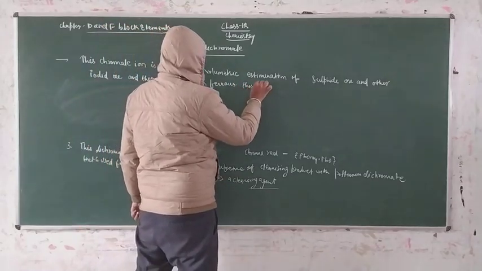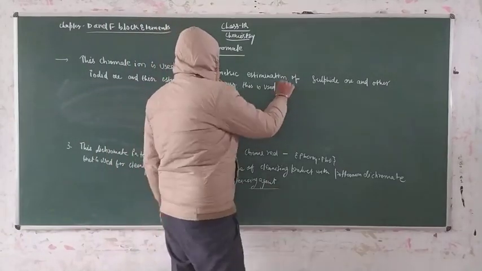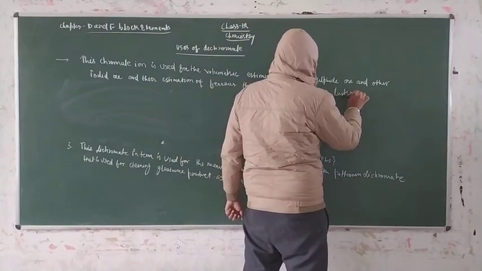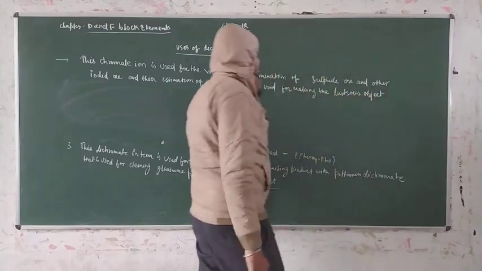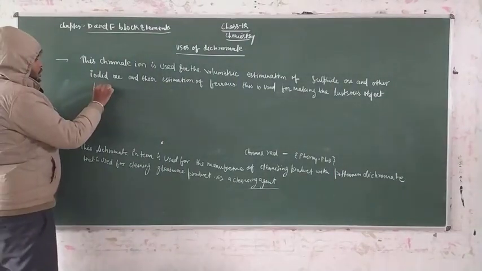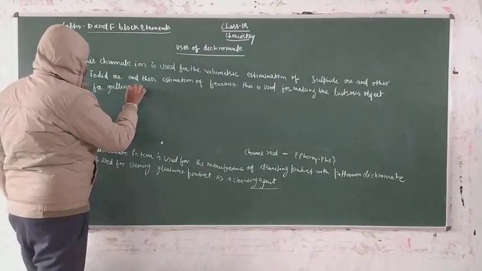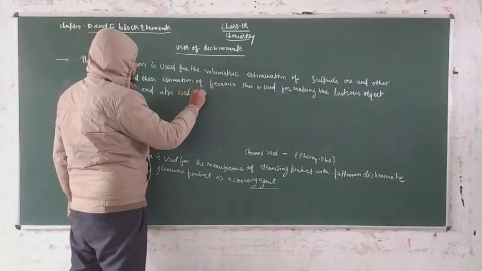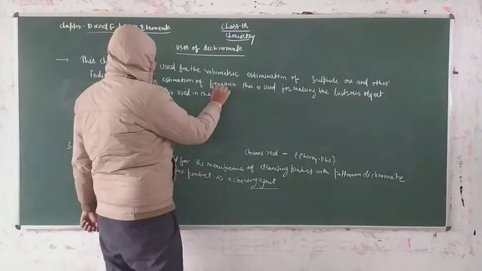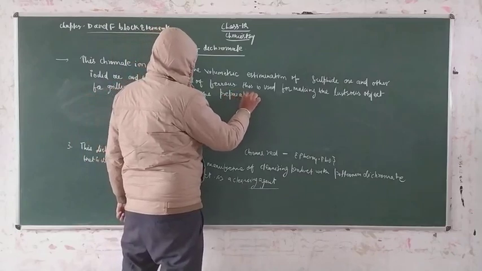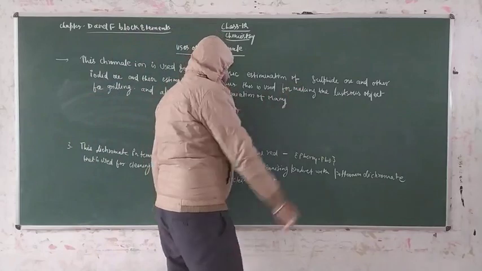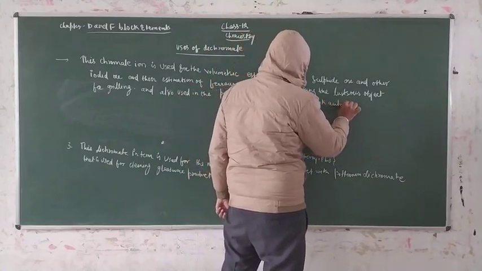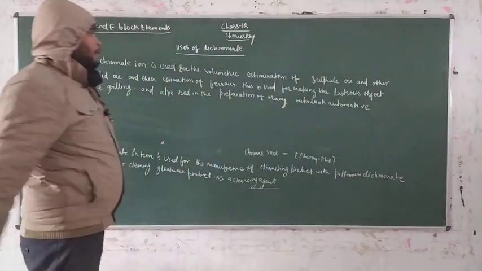This is used for making lustrous objects for grilling, and also used in the preparation of many outer look automotive parts.